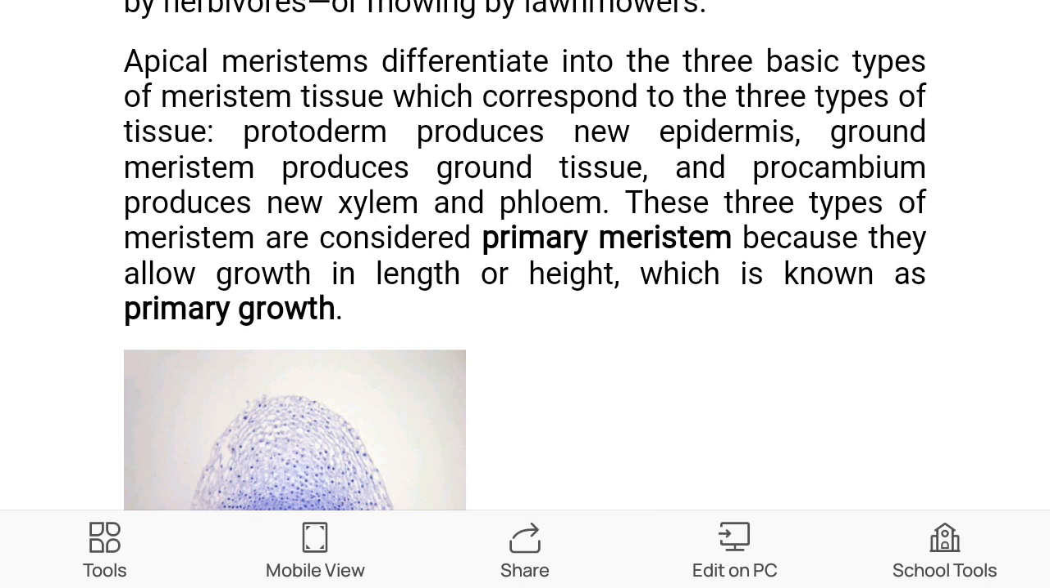And these types of meristem are considered what? Primary meristem. Because basically they ensure what? Primary growth in plants. They ensure the plants grow in height only. So primary growth in plants ensures plants grow in height and not in diameter. And it's the contributing factor of the new epidermis that is being formed, of the ground tissue, and also of the procambium, which is made up of new xylem and new phloem. So primary growth allows the plant to grow in length or in height.